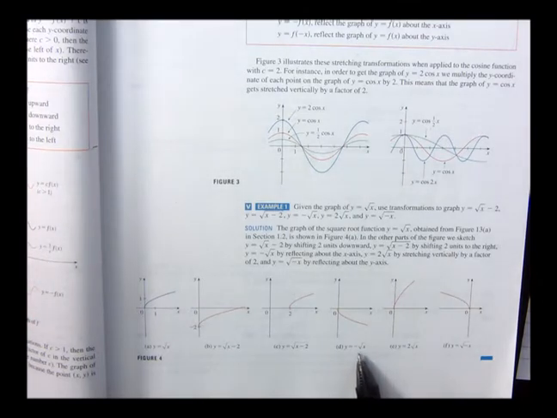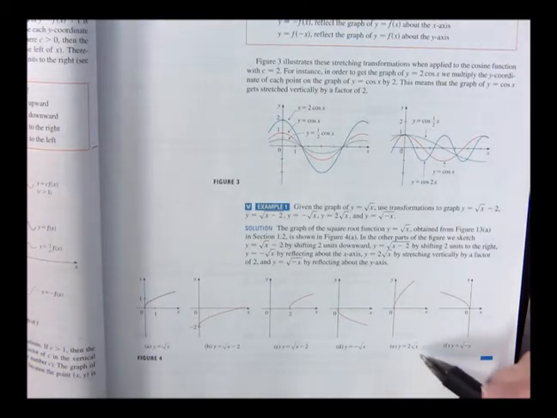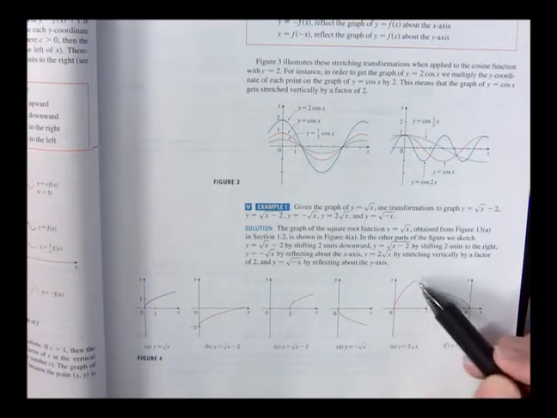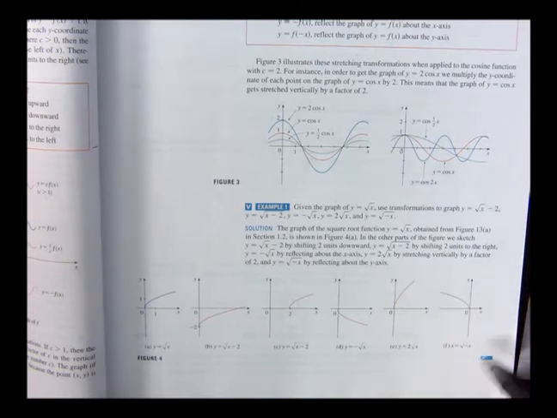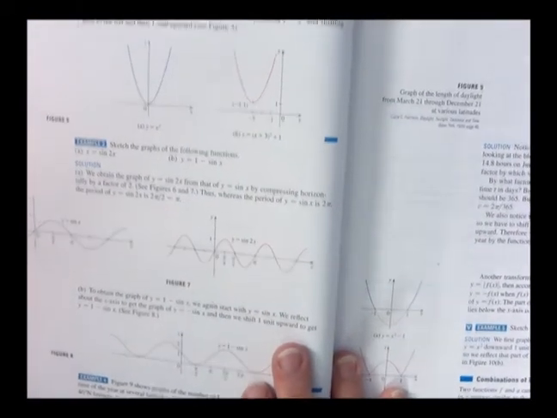If I am taking the negative after I get my value of the square root of x, then it will flip down around the x-axis to give a mirror image here. If I multiply it by 2, then I'm going to stretch it up. And if I take the negative of the domain first, then it's going to flip around the y-axis and go this direction.